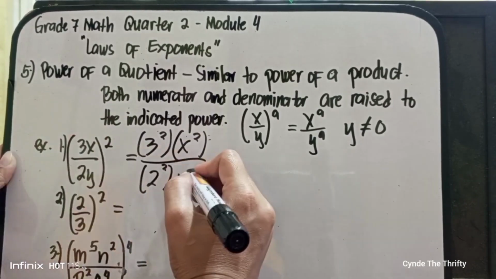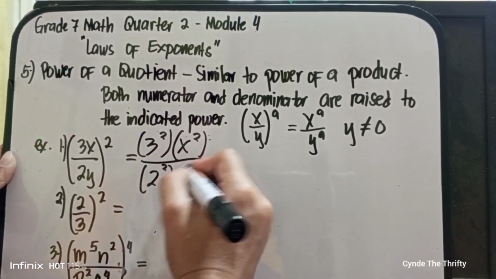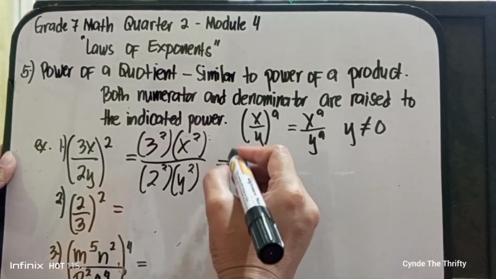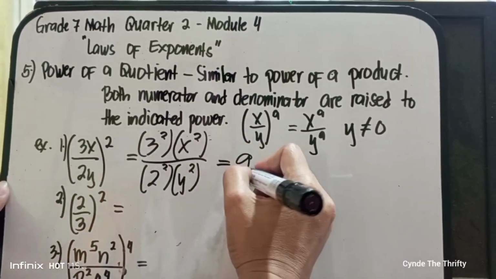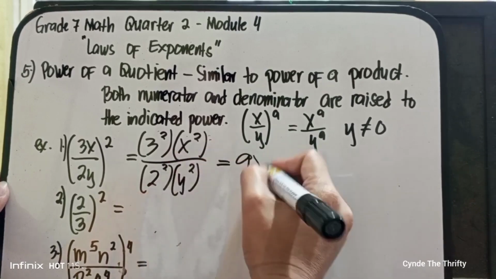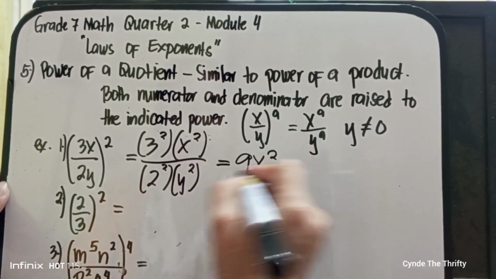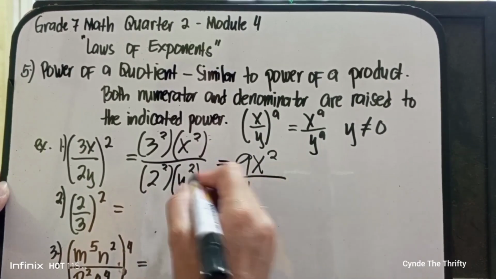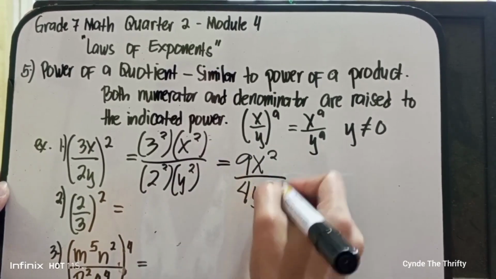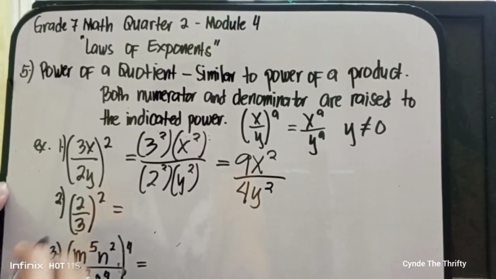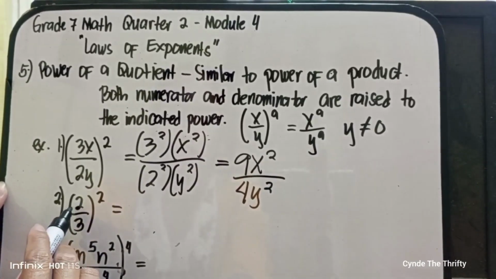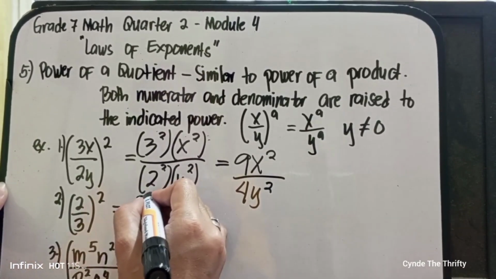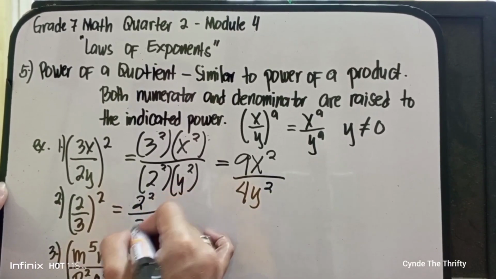So, y squared. So, that is 3 squared is equal to 9, and then x squared. 9x squared divided by 2 squared is equal to 4y squared. So, yan na yung sagot natin. Another example, 2 divided by 3 squared. So, 2 squared over 3 squared.